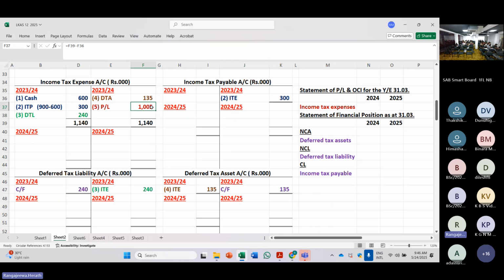So you are taking more accurate profit for the P&L. Right? That's the rationale.